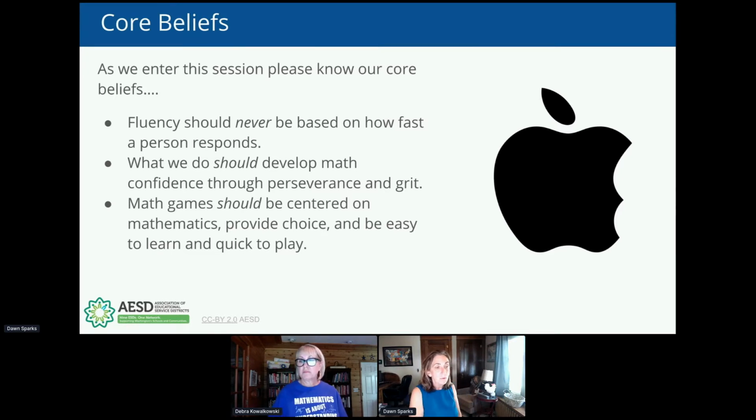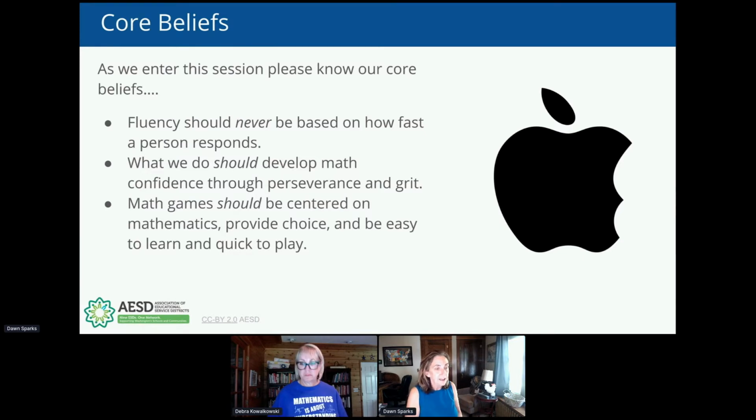We also set things up in a way that we want students and teachers and really all math learners to have a little grit in the game. If things come easy, then it's not really a problem. It's not a challenge. It's not my brain firing. So we want to make sure that what we do inspires a little math confidence through that idea of perseverance and grit.